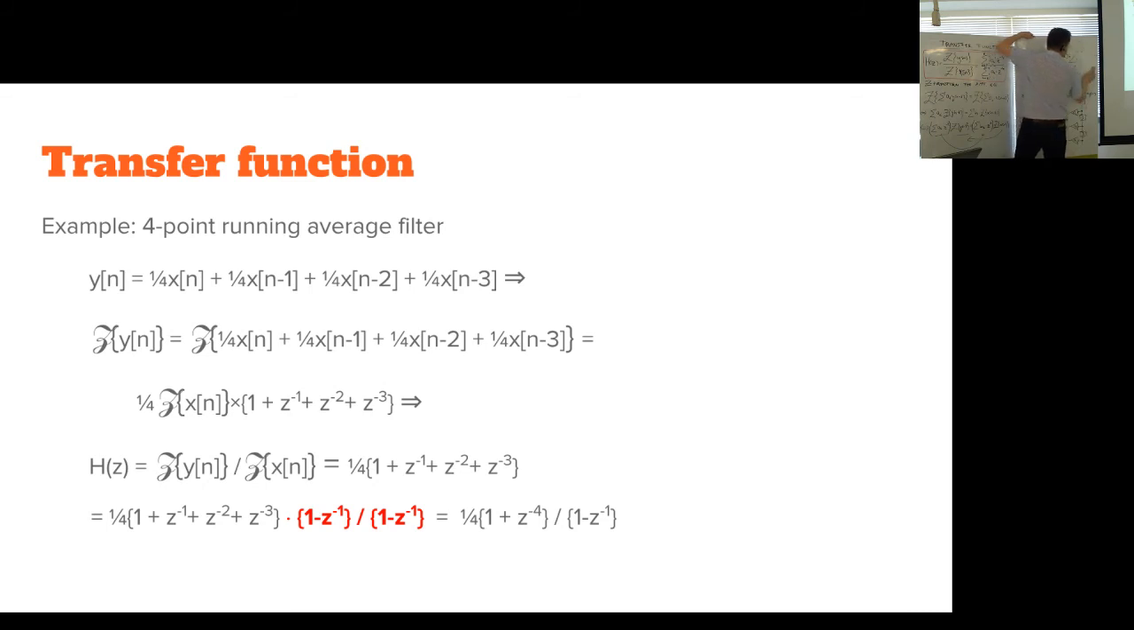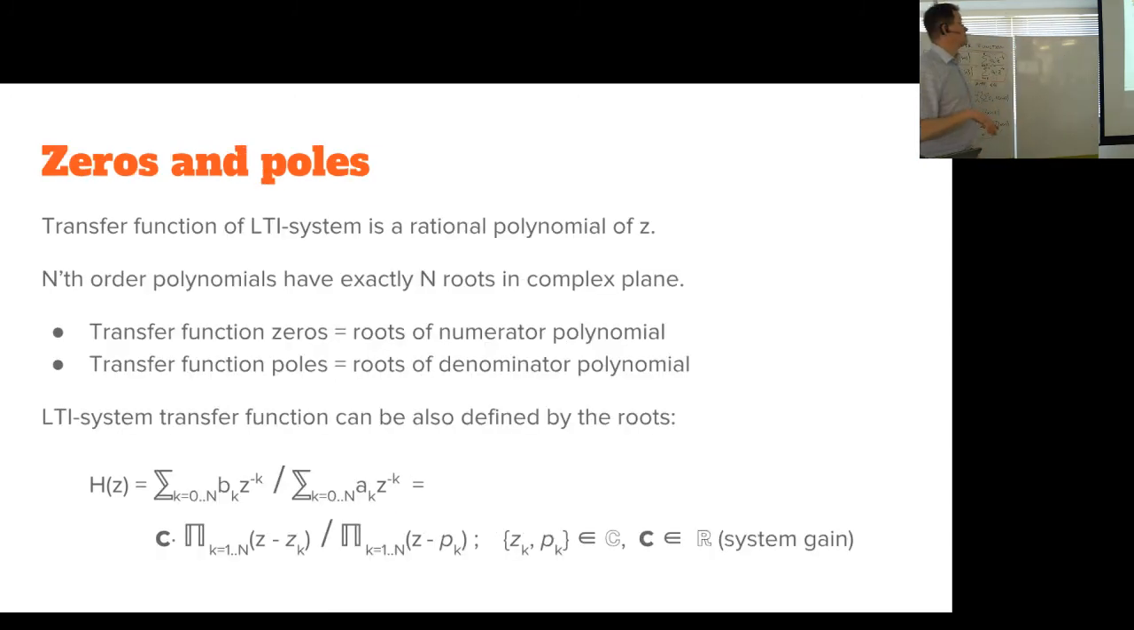Now let's forget the time space for a while and concentrate on the transfer function. All right. The transfer function looks like this. H of z equals the sum for k from 1 to n of bk times z to the minus k, divided by the sum for k from 1 to n of ak times z to the minus k.